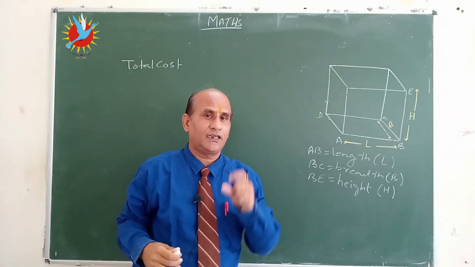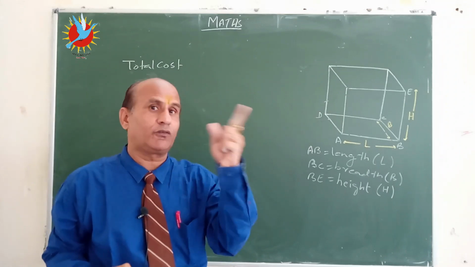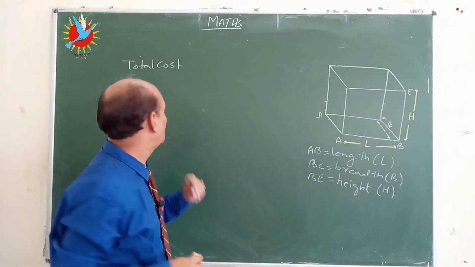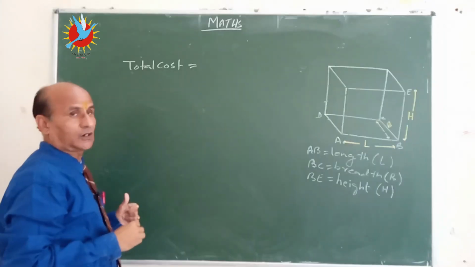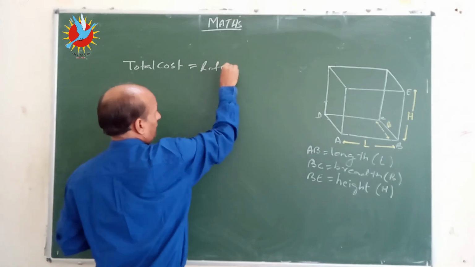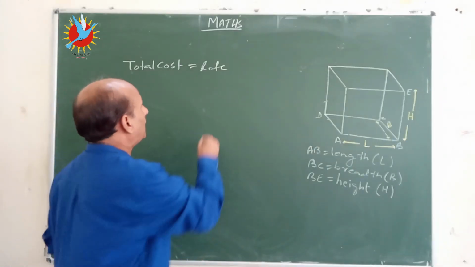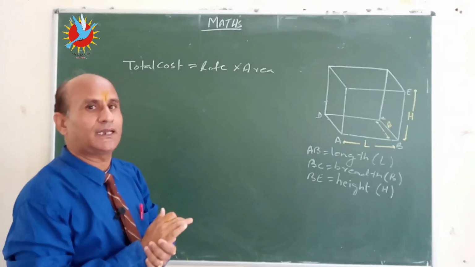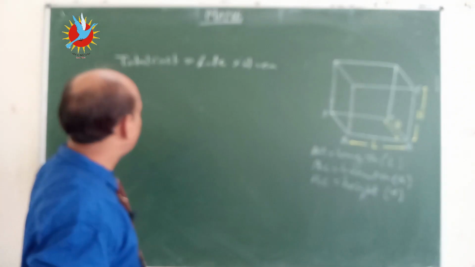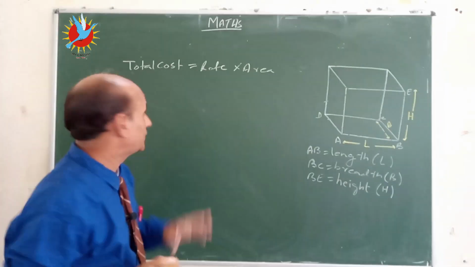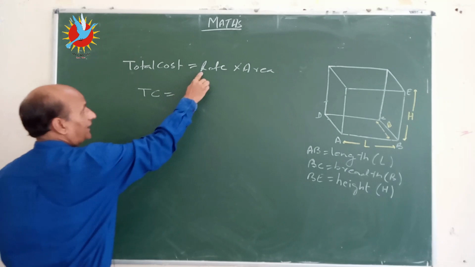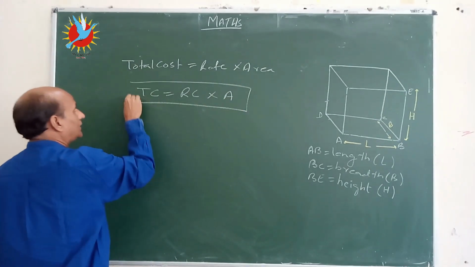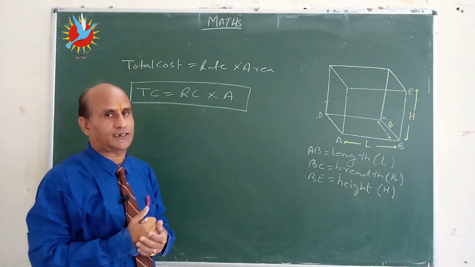Now in this case, in the question, the rate of the whitewash must be given. What is the rate of painting all four walls? So if you are asked to find the total cost, then the rate which is given in the question, rate of the whitewashing, multiplied by the area of the four walls. In this way you will get the total cost. If total cost is TC, rate of cost is RC and the area is A, then you have got this formula: TC is equal to RC multiplied by A.